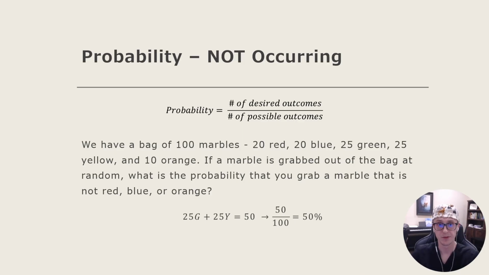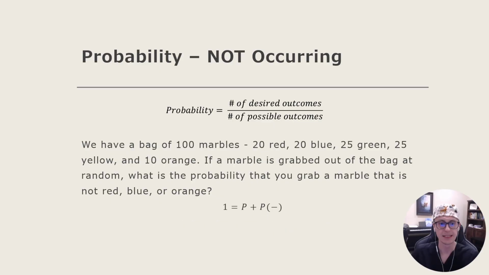So for this example from earlier, what is the probability that you grab a marble that is not red, blue, or orange? We could just count all the other options, green, yellow marbles, and divide that number of desired outcomes, 50, by the total number of possible outcomes, 100.